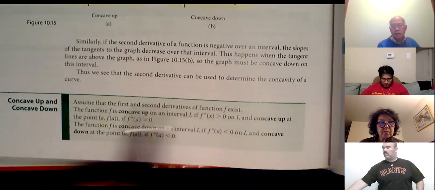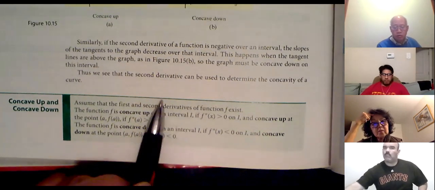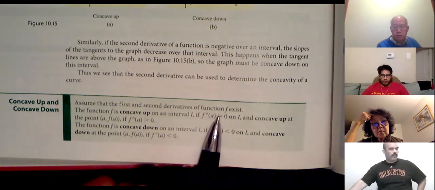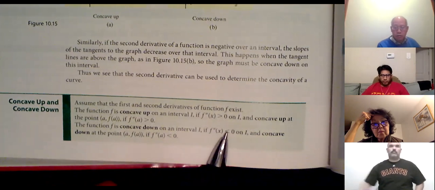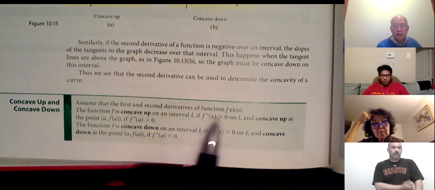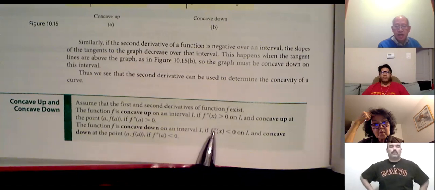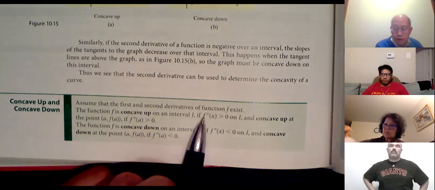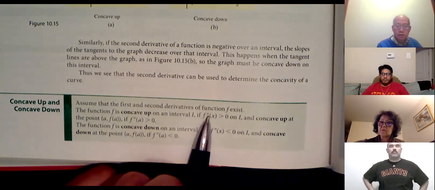If you want to summarize all this, everything they say is correct. They're trying to be more precise. You just want quick and dirty: concave up, F double prime greater than 0. Concave down, F double prime less than 0. In fact, if you want to abbreviate even more, just put CU, F double prime greater than 0. CD, F double prime less than 0. So what is the second derivative? The derivative of the derivative.